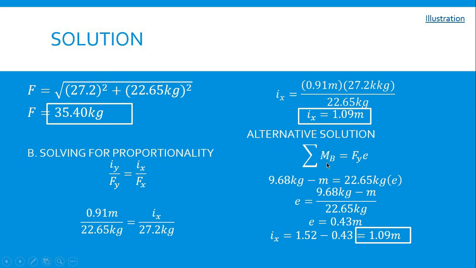An alternative solution is by using the summation of moments in B, which is equal to F of Y times E. 9.68 kg meter equals 22.65 kg times E. So E is equal to 9.68 kg meter all over 22.65 kg, and we will get a total of E, which is 0.43 meter. To get the x-intercept, 1.52 minus 0.43 to get the total 1.09 meter.